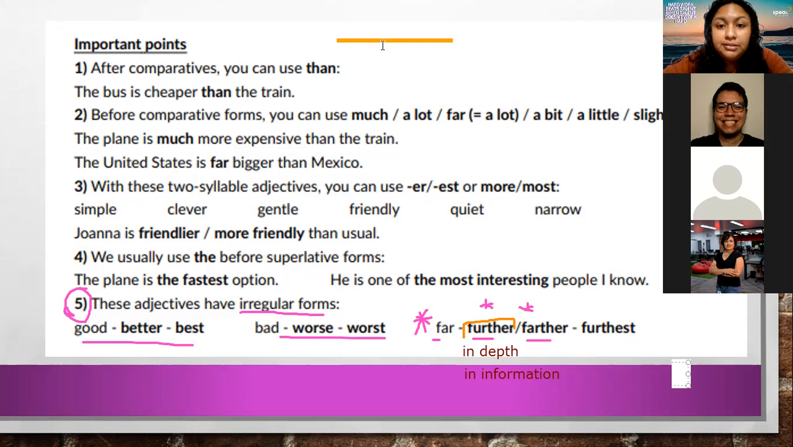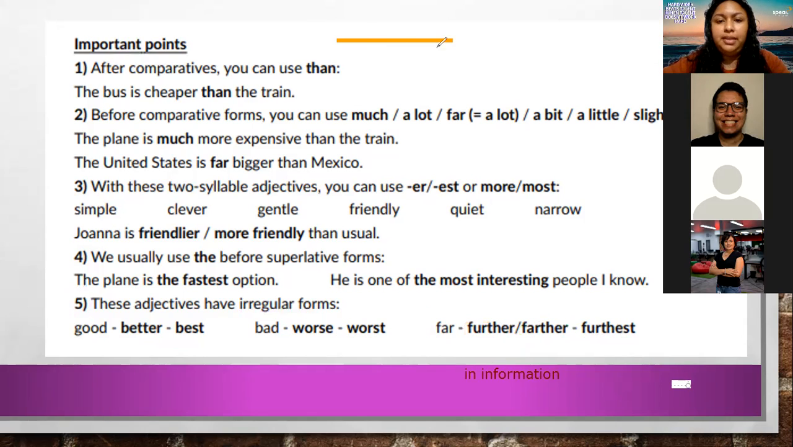But farther is for distance. If you're speaking about distance, traveling distance, walking distance, then we're going to use farther, similar to far. So if we're speaking about traveling, we're going to go with farther when we're comparing. But the superlative form is furthest for the 2 of them. Are we okay? Yes. So farther in distance, walking distance or traveling distance, that's farther with A. You see?